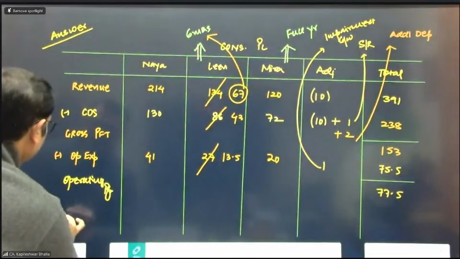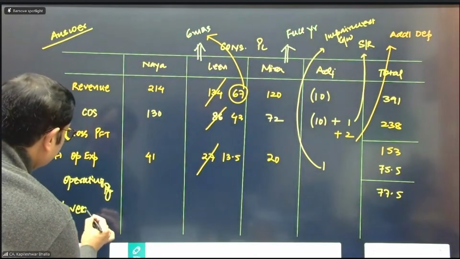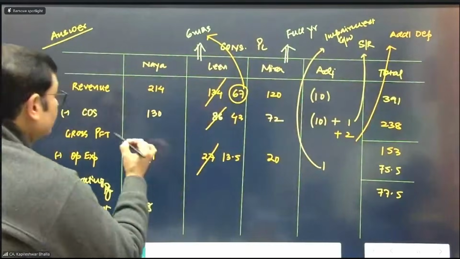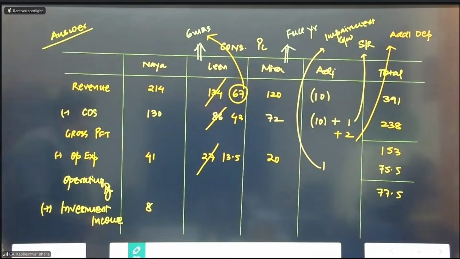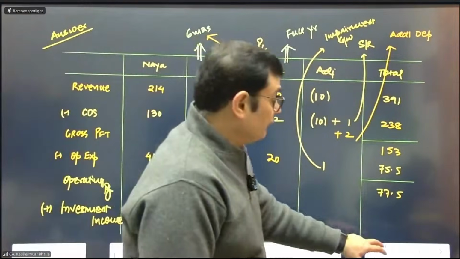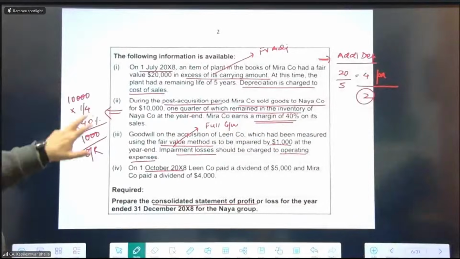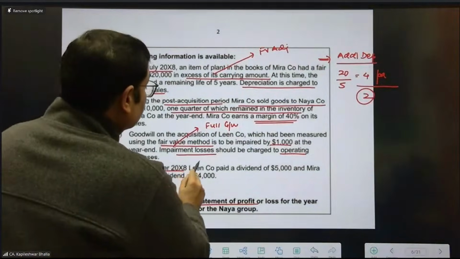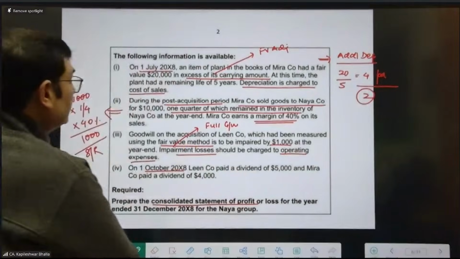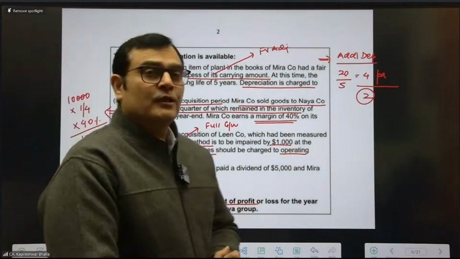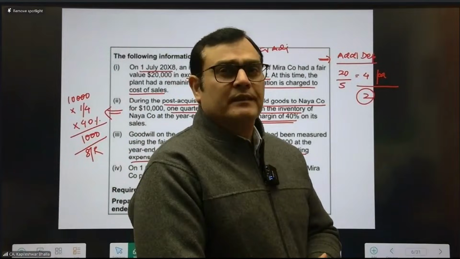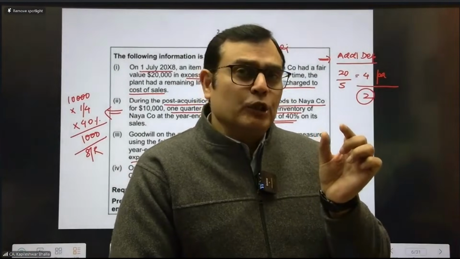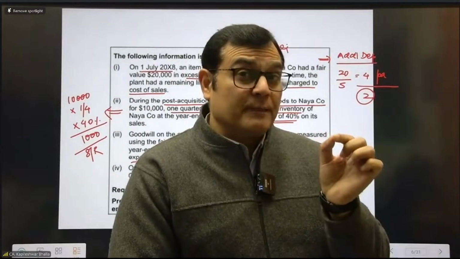So we've got investment income. Now, there is something interesting on the investment income as well, because we are given some data regarding the investment income in the additional information. So point number 1, 2, 3 is done. Then on point number 4, on October X8, Lean paid a dividend of 5,000 and Mira paid a dividend of 4. So can I say out of these dividends, the parent company will receive this dividend. So that investment income of 8 is including the dividend they received from the subsidiary company.